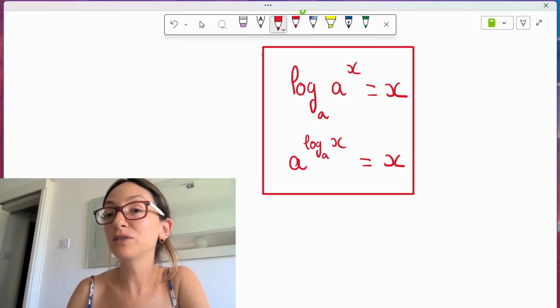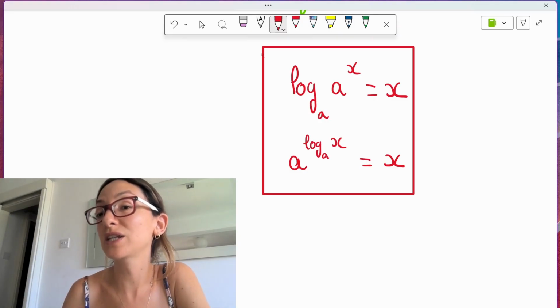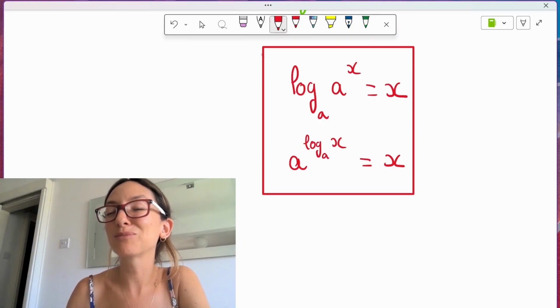Now you will see why these two properties are very useful when it comes to solving equations, especially when our unknown is actually at the exponent. And this we will look at in more detail when we look at IB type examples.